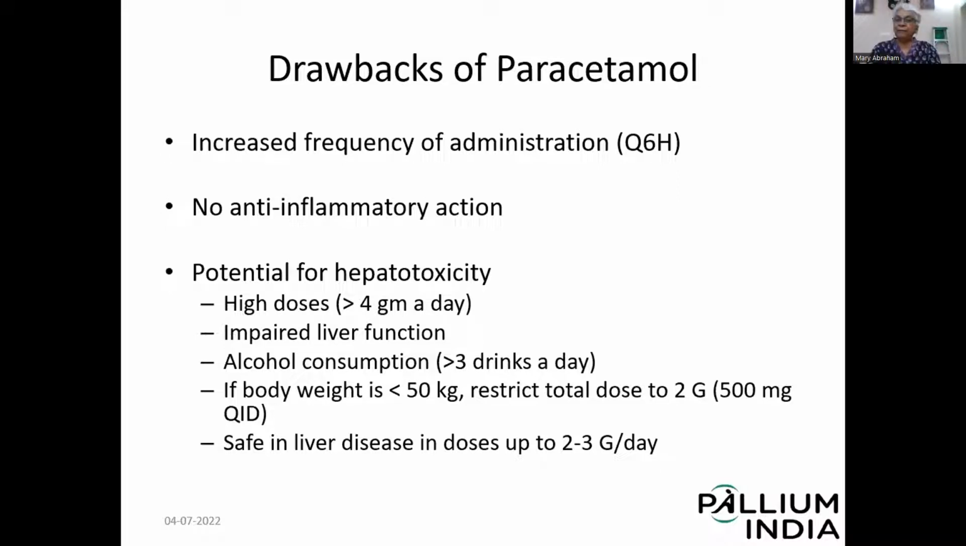It has no anti-inflammatory action, and it has a potential for hepatotoxicity in high doses of more than 4 grams a day. When there is impaired liver function and excessive alcohol consumption, or if the body weight is less than 50, then you have to restrict the total dose to 2 grams. It is safe in liver disease in doses up to 2 to 3 grams per day.